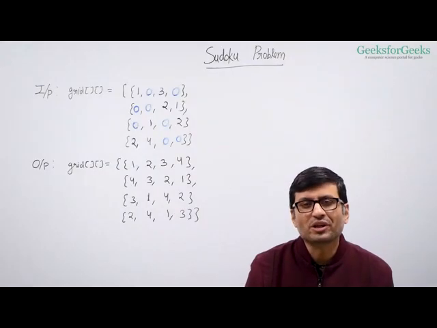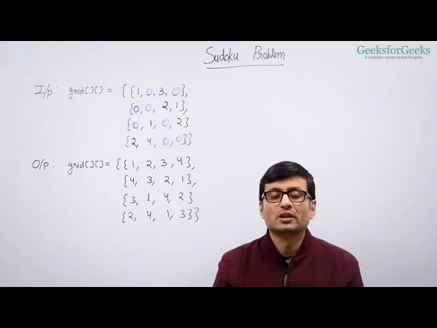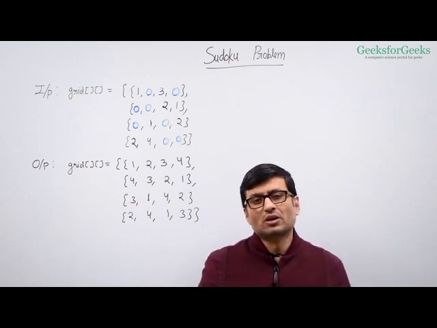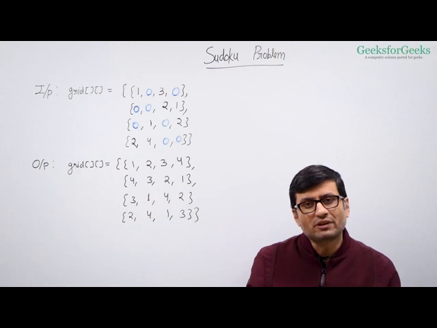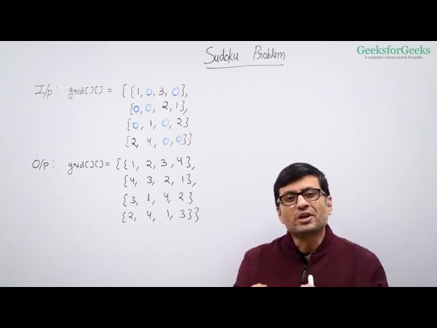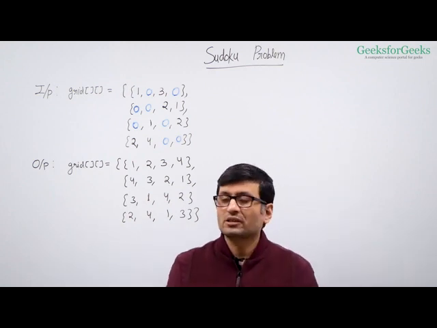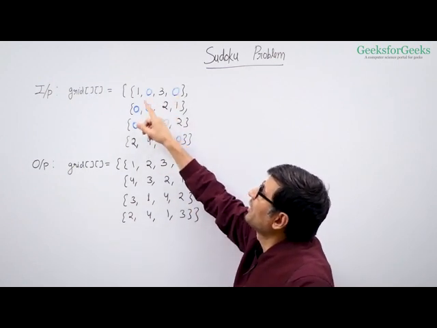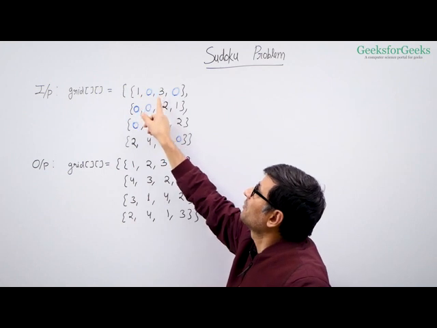Hi, in this video we are going to talk about the Sudoku problem. This is a popular puzzle that we generally see in newspapers. We are given a partially filled grid and we need to fill the empty cells. In this example, the empty cells are represented as 0 and the filled cells have these numbers with black color.